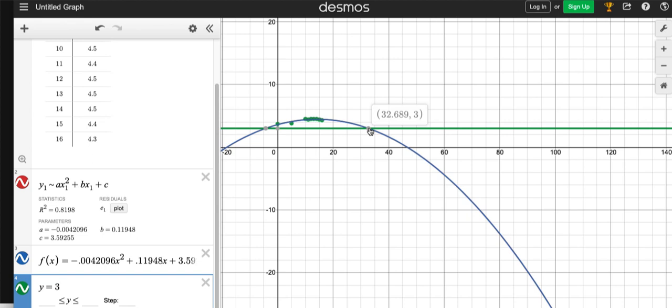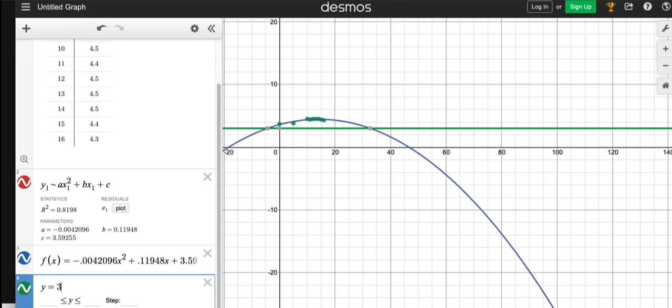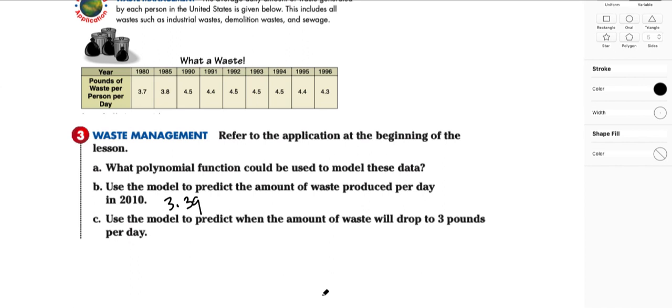So according to this, 32.6 years or 32.7 years after 1980, so we understand that to be about 2012, late 2012, the amount of trash that each person produces in the United States should reduce to 3, and any time after that should be less than 3. Again, according to our model. All right, so hopefully we can see that sometimes these equations can be quite useful. So what did we say? 2012 and after.